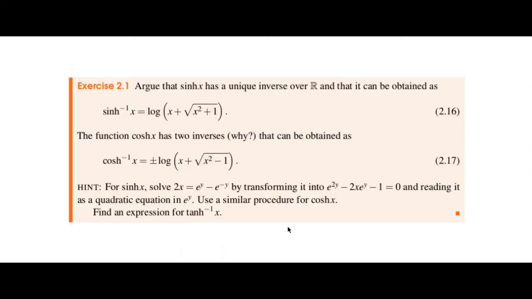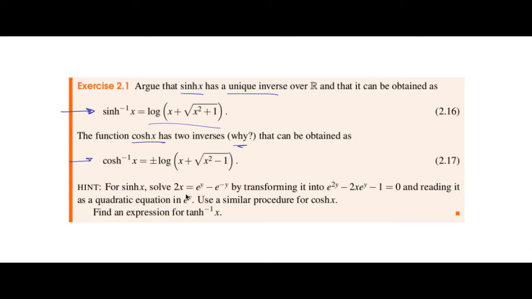Finally, I'll leave you with one exercise with two parts. First, I want you to argue that the hyperbolic sine has a unique inverse, and think about why that would be the case. This is the formula for it. And then the hyperbolic cosine has two inverses. Why is that? Those are the formulas for the two.